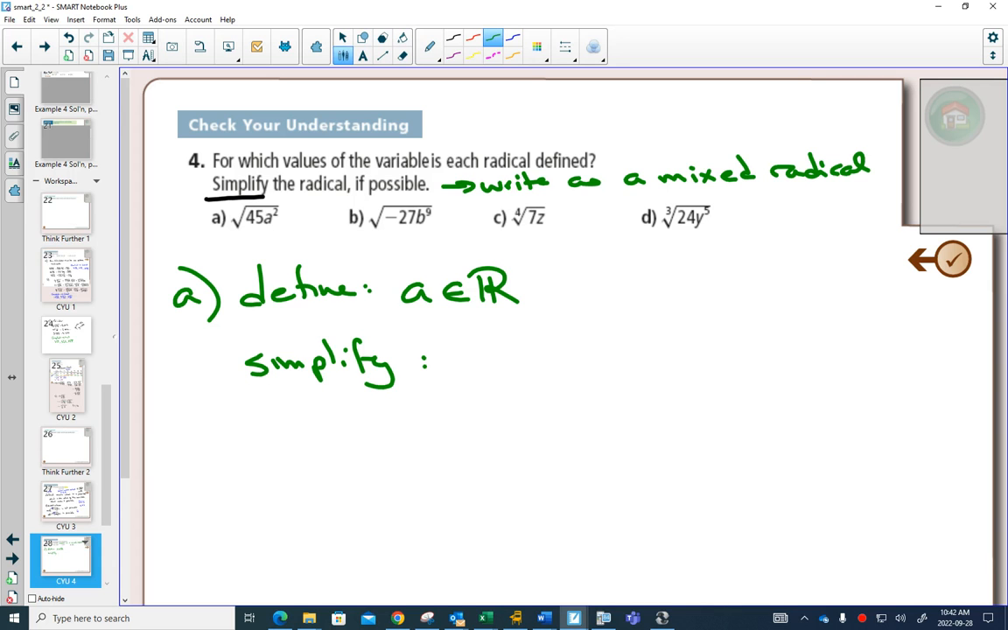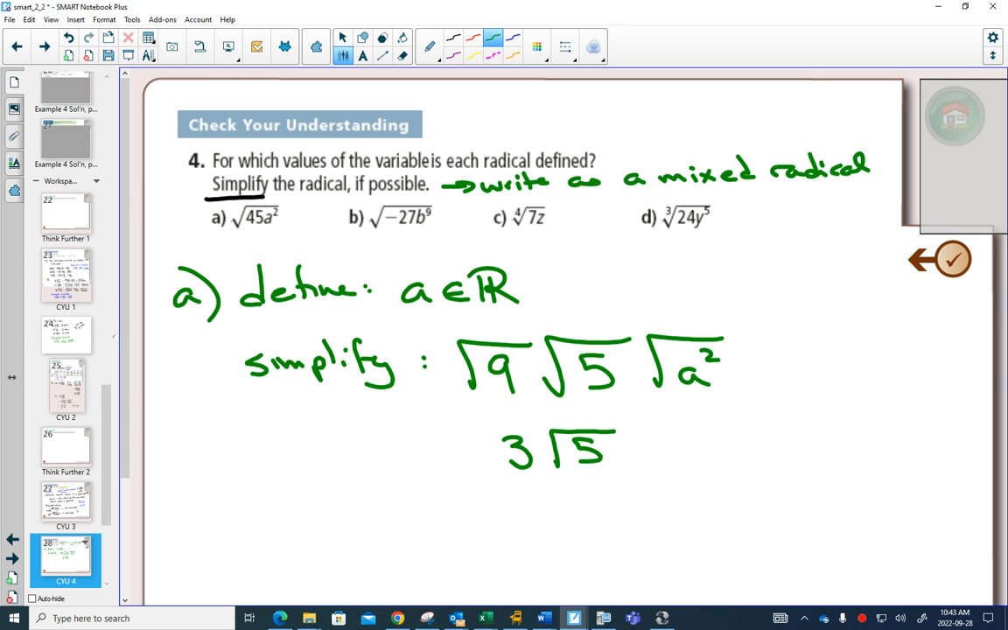Is there a perfect square that divides 45? What's the biggest one that divides 45? 9. 9 times 5. So are you okay that I broke up the square root of 45a squared to be 9 times 5 times a squared? Now we're going to simplify each of these separately. Square root of 9 is 3. Square root of 5 we cannot do.